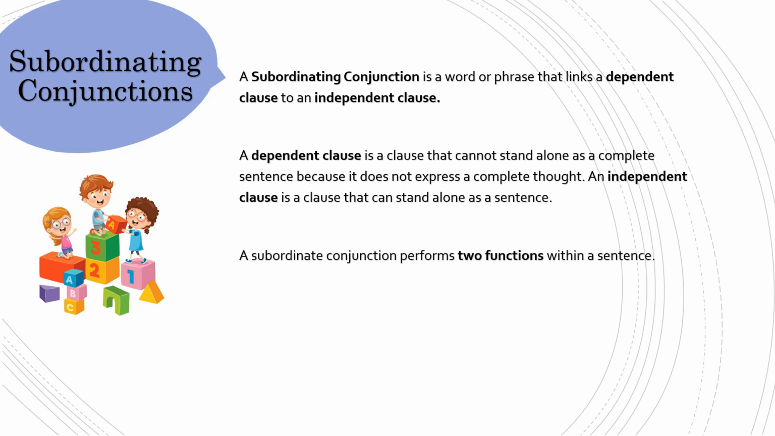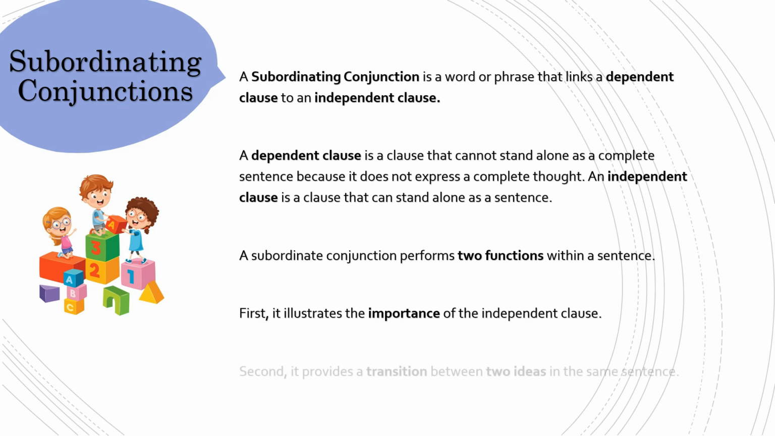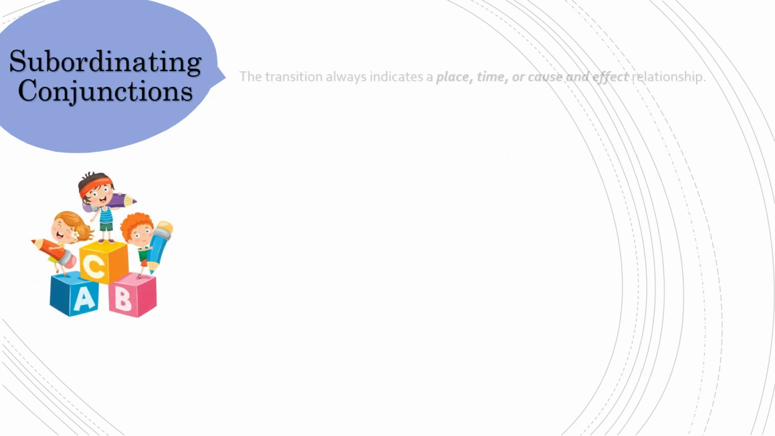A subordinate conjunction performs 2 functions within a sentence. First, it illustrates the importance of the independent clause. Second, it provides a transition between 2 ideas in the same sentence. The transition always indicates a place, time, or cause and effect relationship.